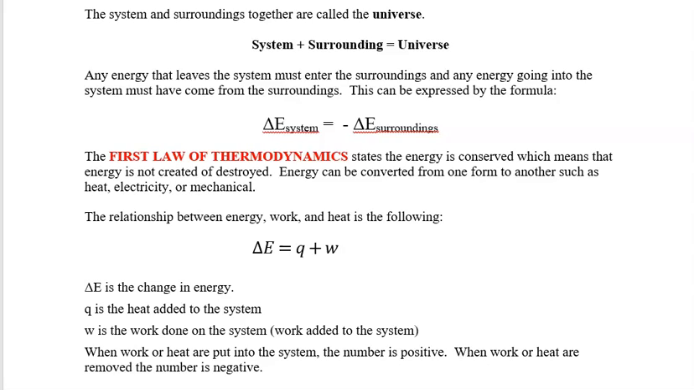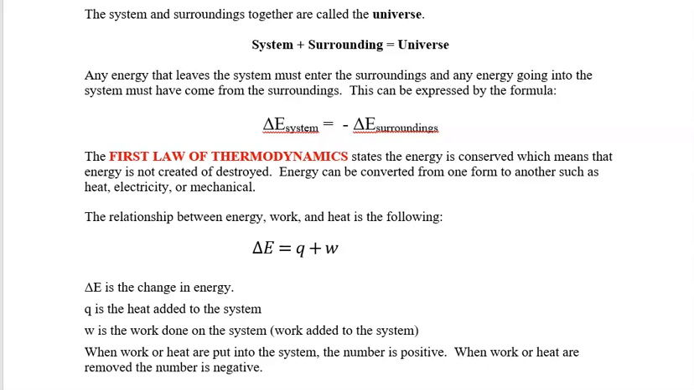The first law of thermodynamics states the energy is conserved, which means the energy is not created or destroyed. Energy can be converted from one form to another, such as heat, electricity, or mechanical. And so again, we see the relationship between energy, work, and heat is the following. Delta E equals Q plus W.